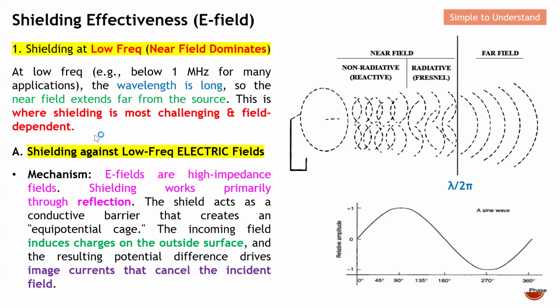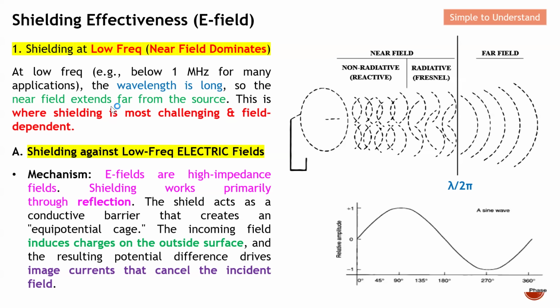Let's discuss shielding against the low frequency electric field. For electric field, there isn't any concern. It is much easier to build a shield. As for the mechanism, if you have a high impedance field, shielding works primarily through reflection. If you still remember, when we build a shield, we want to have reflection, absorption, and also multiple reflection, which actually degrades the shielding effectiveness.